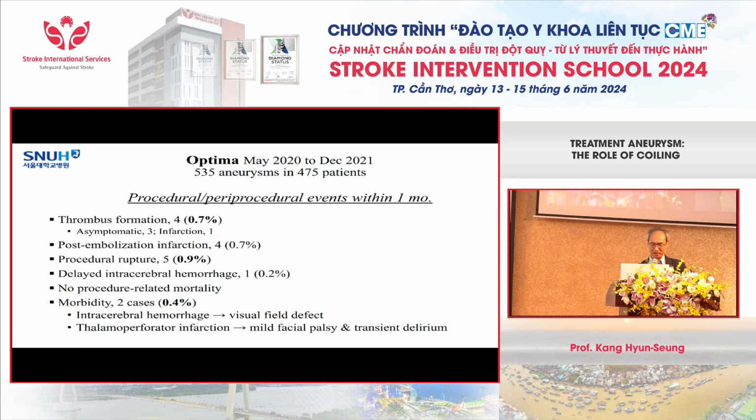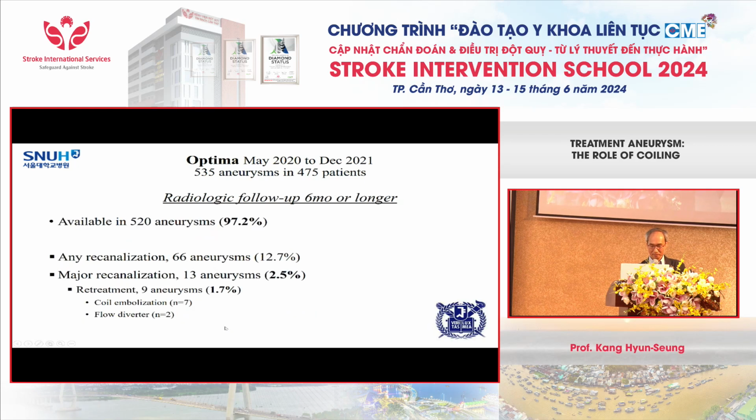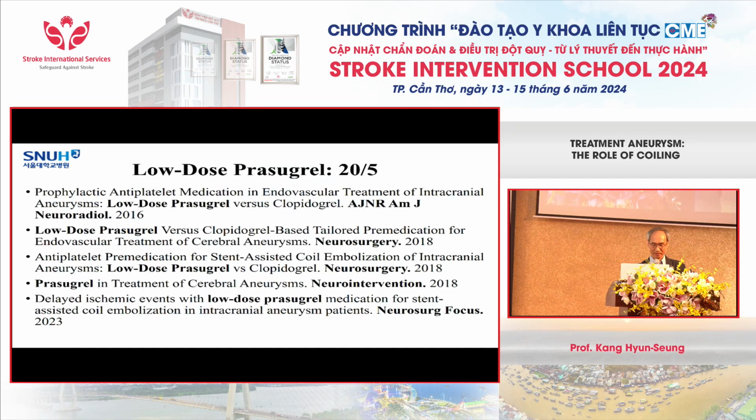So when you look at the procedure-related complications, thrombotic formation less than 1%, procedural aneurysm rupture less than 1%. We have no procedure-related mortality. We have only 2 morbidity, 0.4%. And when you look at the radiologic follow-up result, 6 months or longer, our follow-up rate is very high, almost perfect follow-up, and major recurrence occurred in just 2.5%. It's a very low rate of recurrence.